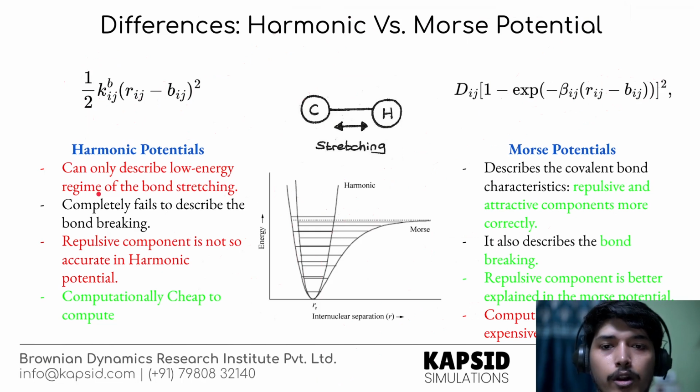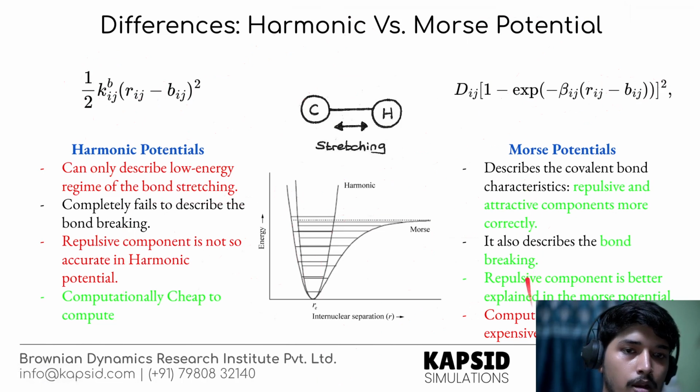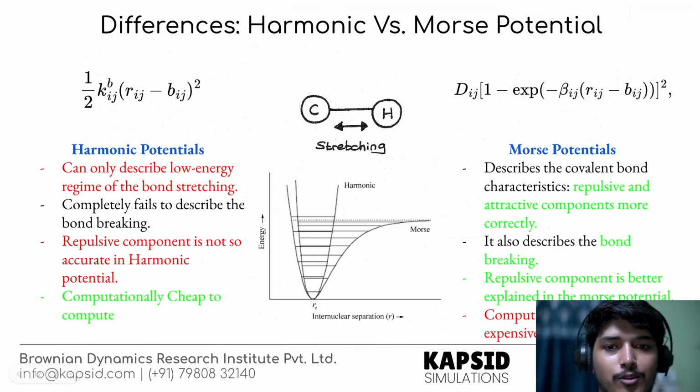So, what are the other differences? Firstly, I've color corrected them in a way that red means that's the problem with that kind of potential form, and green means that's an advantage over that potential form. As you can see, the harmonic potential has just one advantage, and we have rated that advantage to its best because we always use harmonic potentials. Always means 99% of times in our MD simulations we use harmonic potentials. Why? Because they are faster.